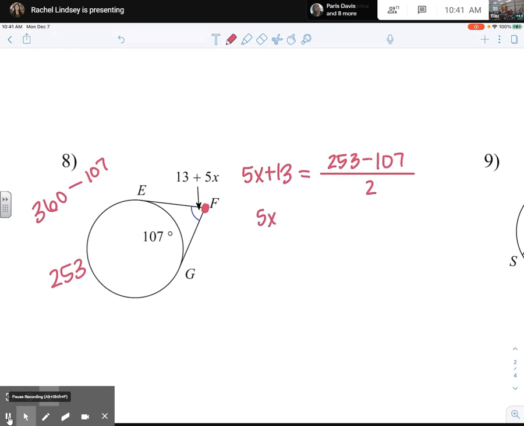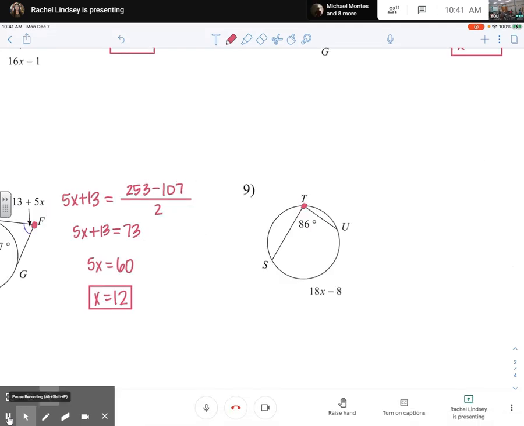So you simplify that, it does give you 73. So I have 5x plus 13 equals 73. Minus 13 gives 60. So 5x will equal 60. 60 divided by 5 is 12.